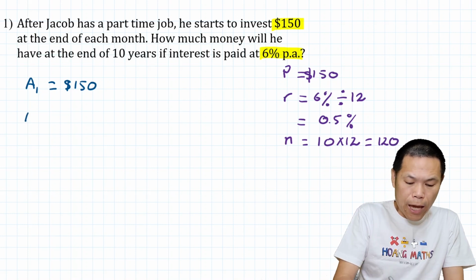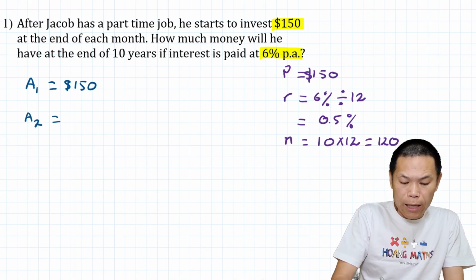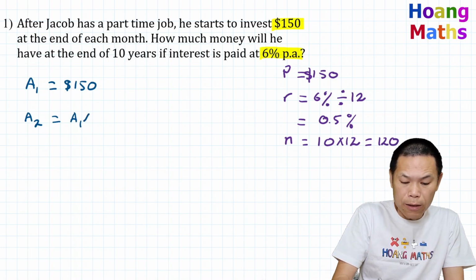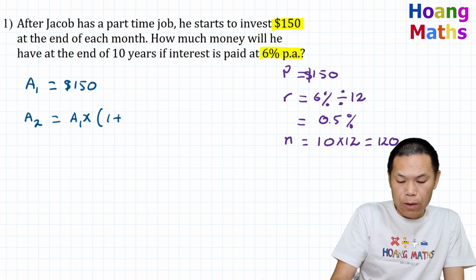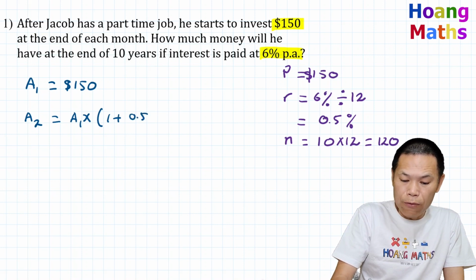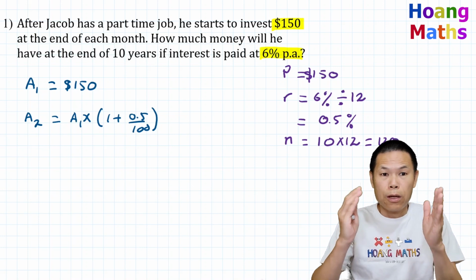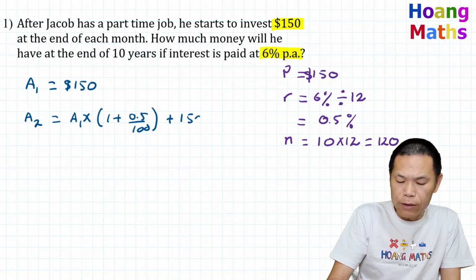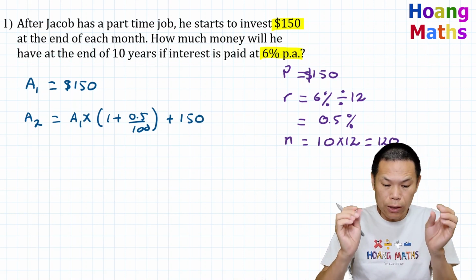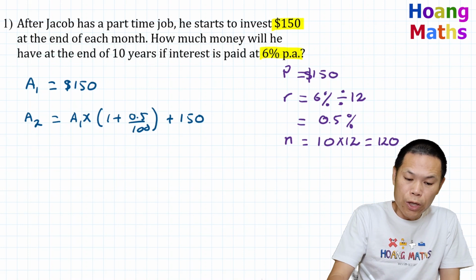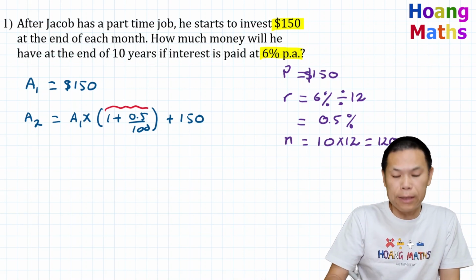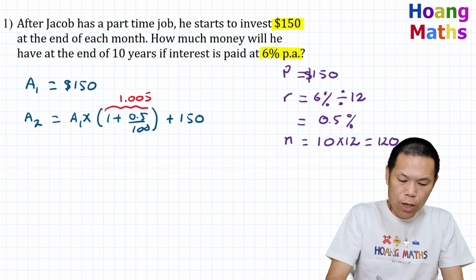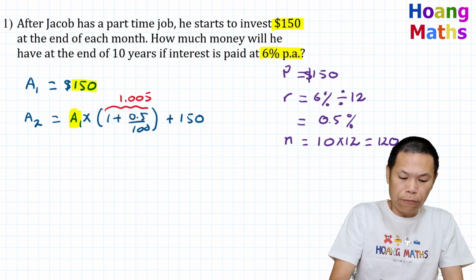Okay, and at the end of the second month, this means that A1, that is the first month, has interest. So we times by 1 plus 0.5 over 100. But then he also deposits $150 at the end of the second month. So the $150, there is no interest for that. So we know that 1 plus 0.5% is 1.005. And we know that A1 is 150.